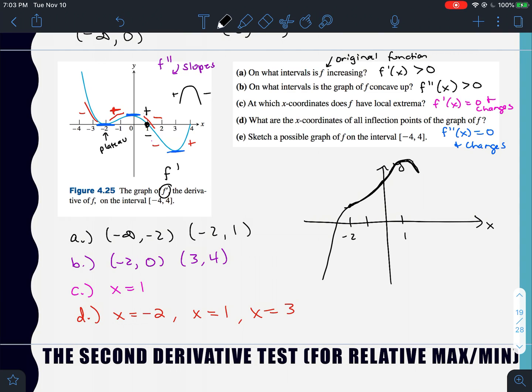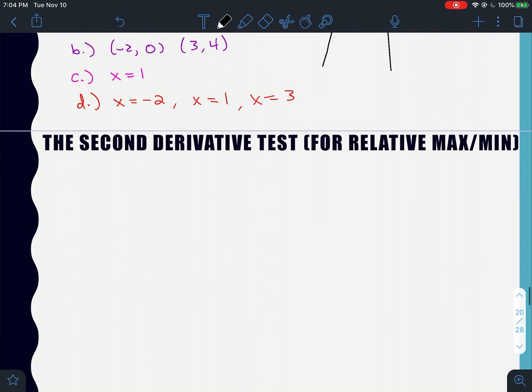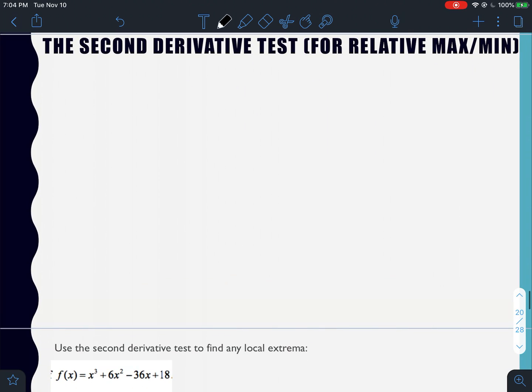And points of inflection happen at -2, so that looks good. It looks like it changed concavity. At 1, it looks like it's changing concavity, and then also at 3, it needs to change concavity. So at 3, it needs to change concavity. And there we go. That could be a possible graph.